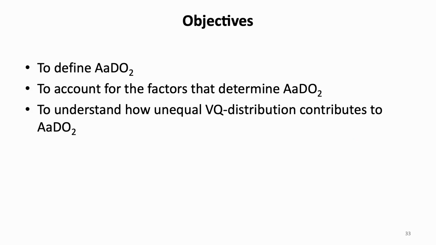Welcome to this session on the alveolar arterial oxygen difference, which is part of the e-learning module of the course in clinical respiratory physiology. The alveolar arterial oxygen difference is abbreviated AADO2, and it is a fundamental physiological index of the efficiency of pulmonary gas exchange. With this session, you should be able to define AADO2 and to describe the factors that actually determine AADO2. Among these factors, you should specifically be able to understand how an unequal distribution of ventilation within the lungs relative to the distribution of diffusion contributes to this alveolar arterial oxygen difference.